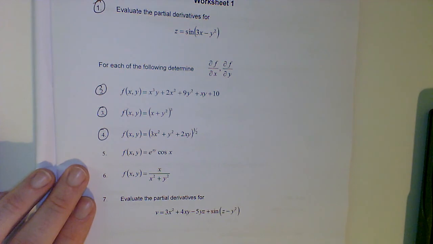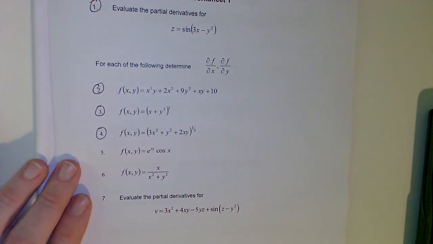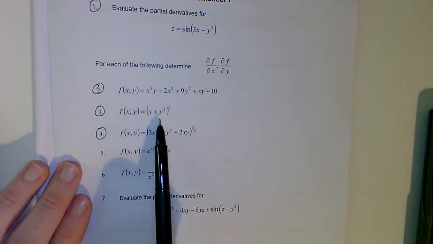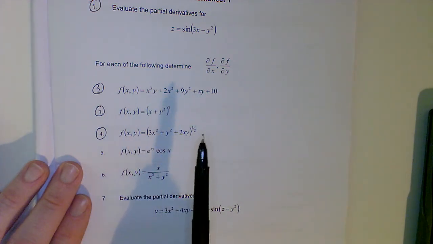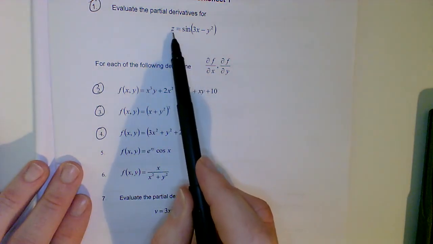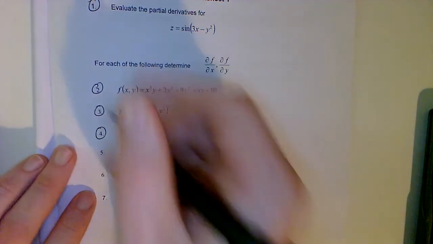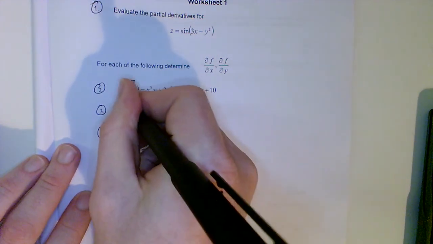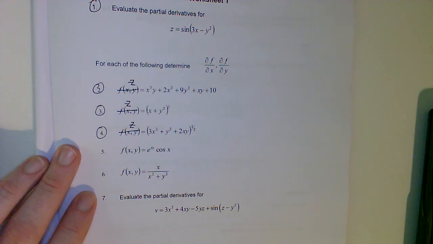As usual, the answers to those questions are at the back of the book. This one here will just be normal. This one here is chain rule. This one here again is chain rule because of the bracket. And that one there is also chain rule. Now, where you've got f of x, y, you can just swap that for z if you want, and then it makes it more like the examples that I have done.